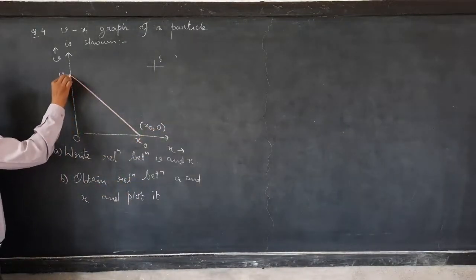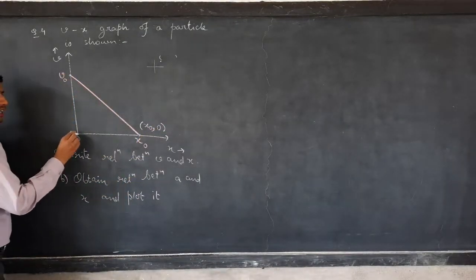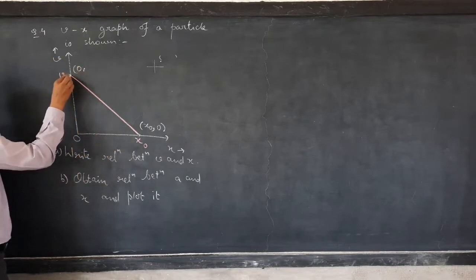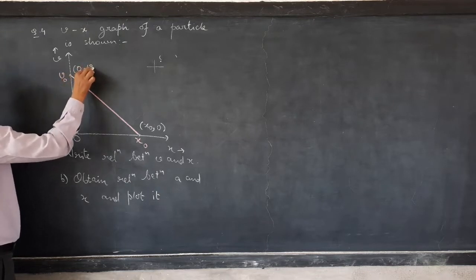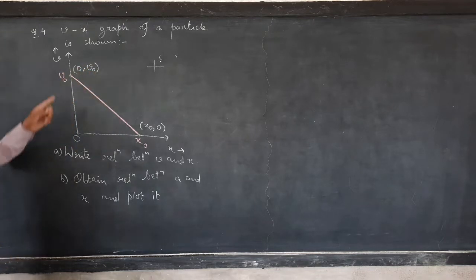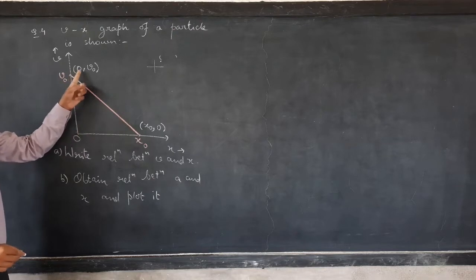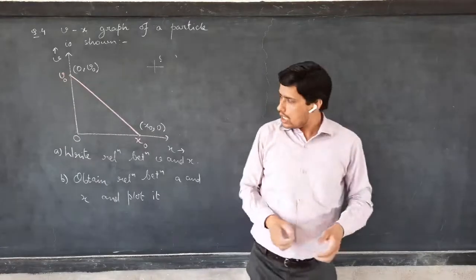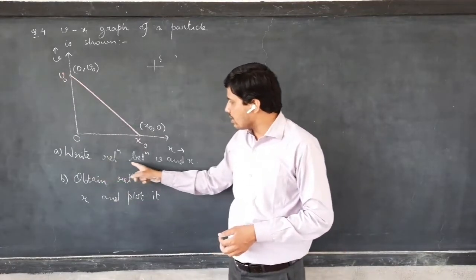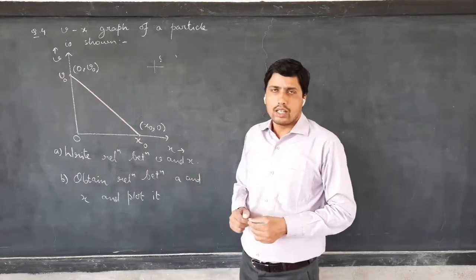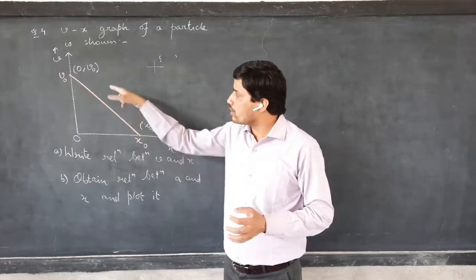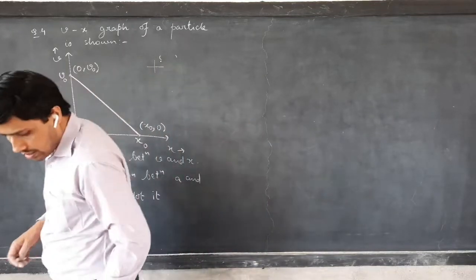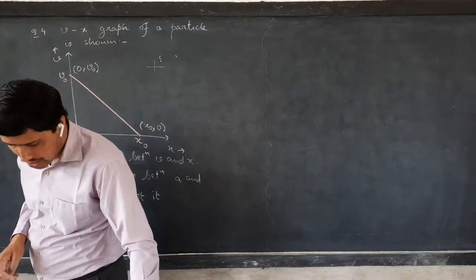Likewise, for the coordinates of this point, the x component is 0 and the v component is maximum, that is v naught. So we can say this is a straight line joining two points, 0 v naught and x naught 0. The first part of this question asks to write a relation between v and x. That means you have to write the equation of this particular curve. Because it is a straight line, things are simple in this context.